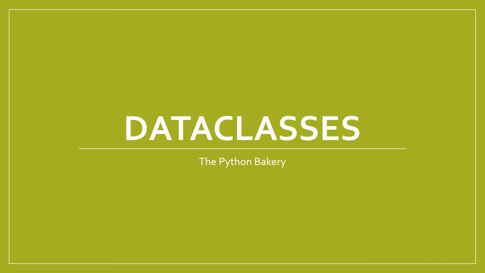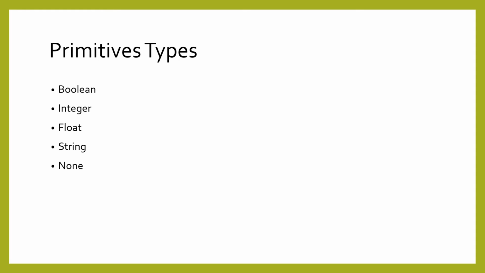Data classes. We have learned about 5 primitive types: booleans, integers, floats, strings, and the special None. We can use these to represent many kinds of data, but they have a limitation since they are so simple and cannot be combined with each other.